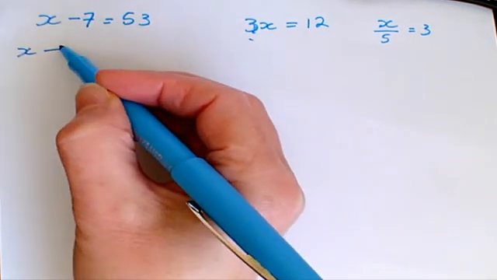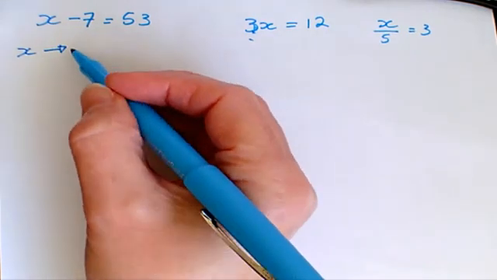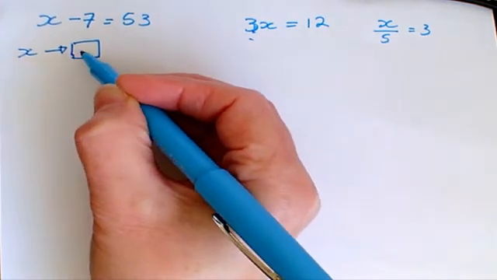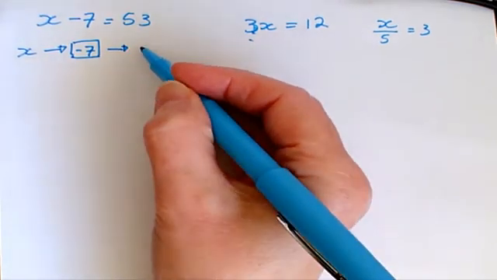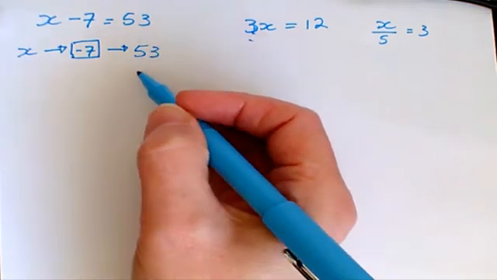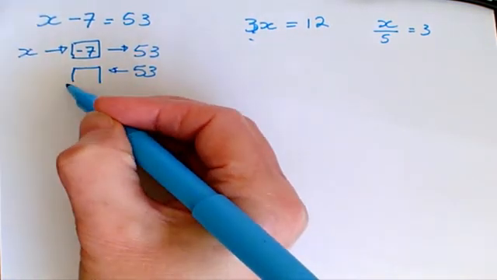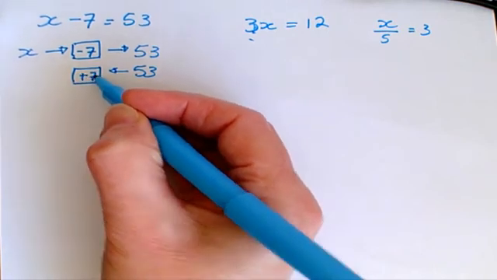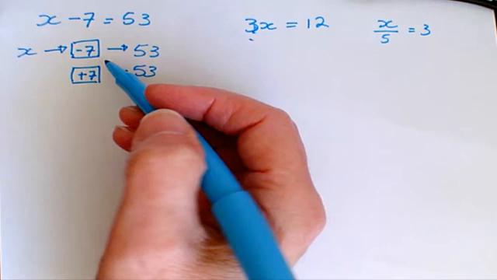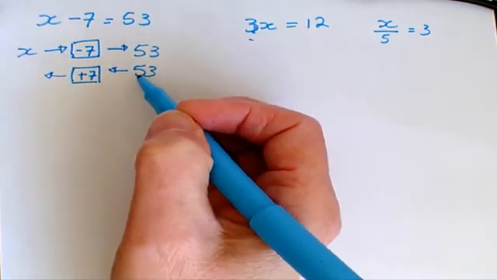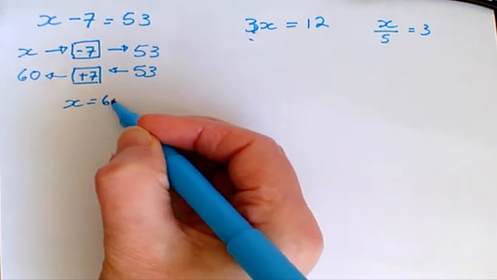X is our input. Then think about what's being done to x. Well, we're taking 7 away from x, so that would go in as our function, take away 7, and that is giving us the output of 53. Working backwards, we start with 53, change direction, and add 7, because add 7 is the inverse of take away 7, and 53 add 7 is going to give us 60, so x is 60.